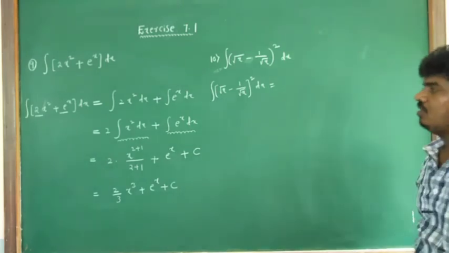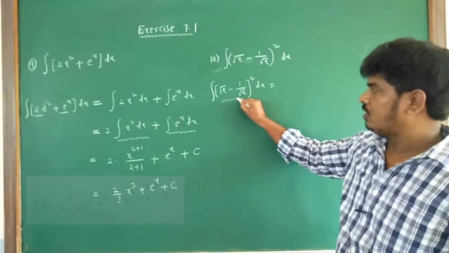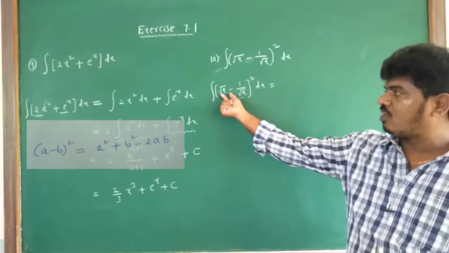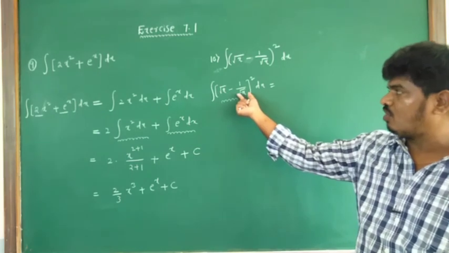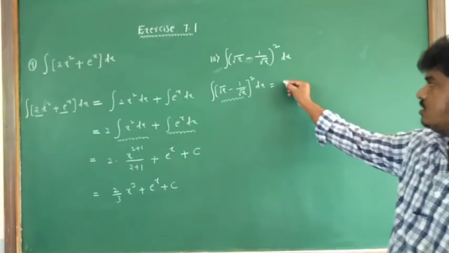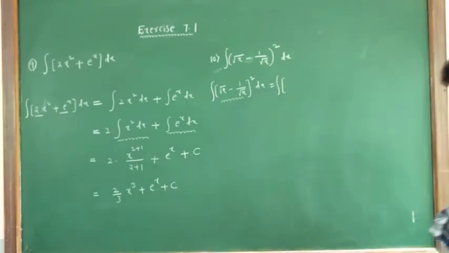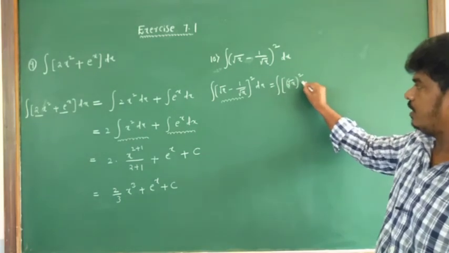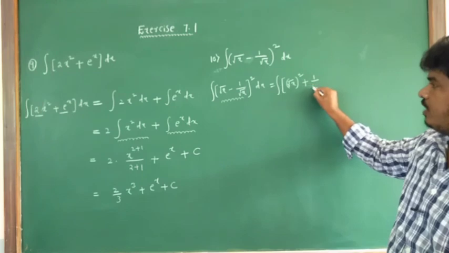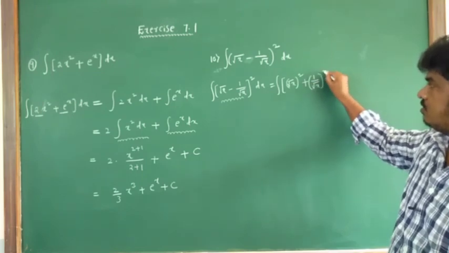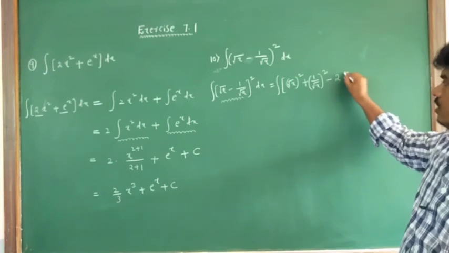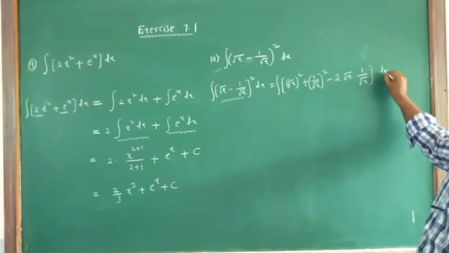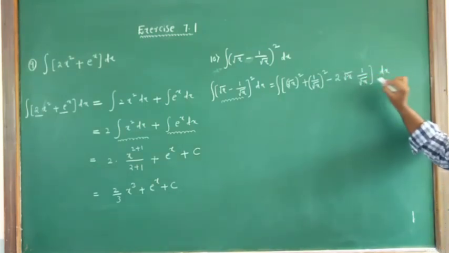First, apply the (a minus b) whole square formula. That is a square plus b square minus 2ab. In the place of a we have root x, and in the place of b we have 1 by root x. So the integral of (root x) whole square plus (1 by root x) whole square minus 2 root x into 1 by root x dx. Here root x cancels.